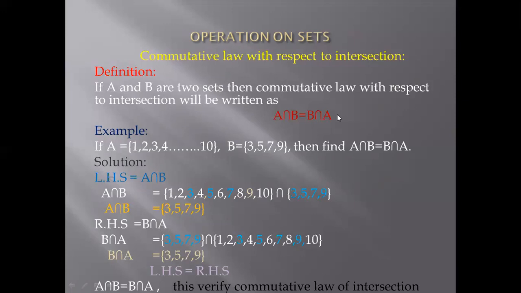So first we take the left hand side, find the answer of this, and then we take the right hand side and we see whether the answers are the same or not. A is 1, 2, 3, 4 till 10 and B is 3, 5, 7, 9. Now we take the left hand side. Left hand side is A intersection B.